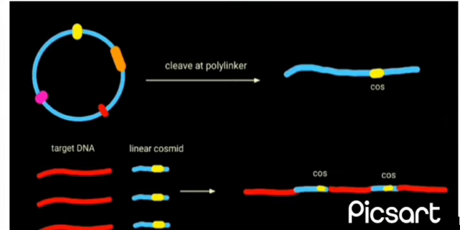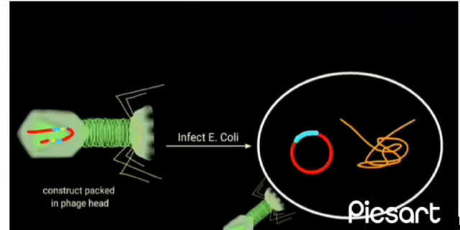So if we can see here, after cleavage at the polylinker site, we can use the target DNA and the linear cosmid to make the recombinant cosmid, and that construct is then packaged in the phage head so that it can infect the E. coli cell. So we can insert our gene of interest with the help of the phage infection. So this is the cosmid vector. E. coli cells infected with the cosmid packaged phage are able to support autonomous replication of the circular plasmid. So this is the cosmid vector.